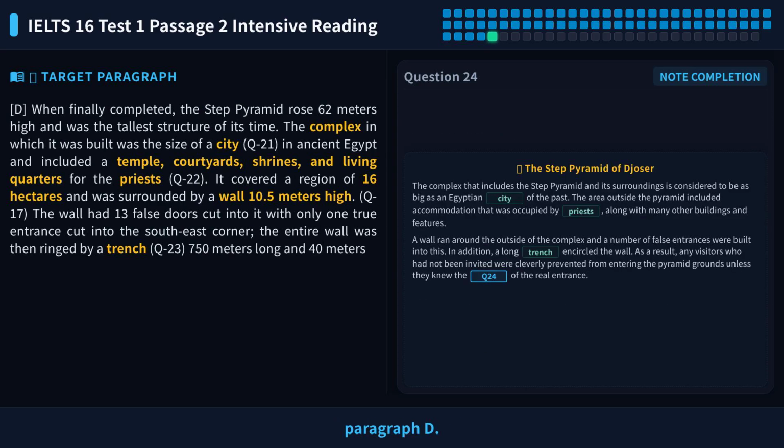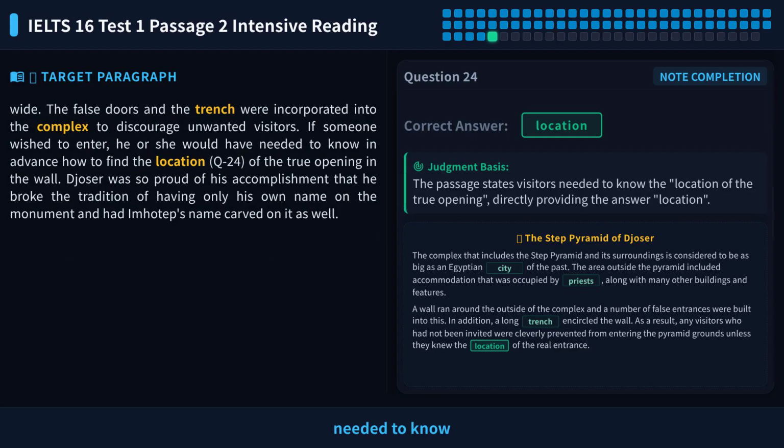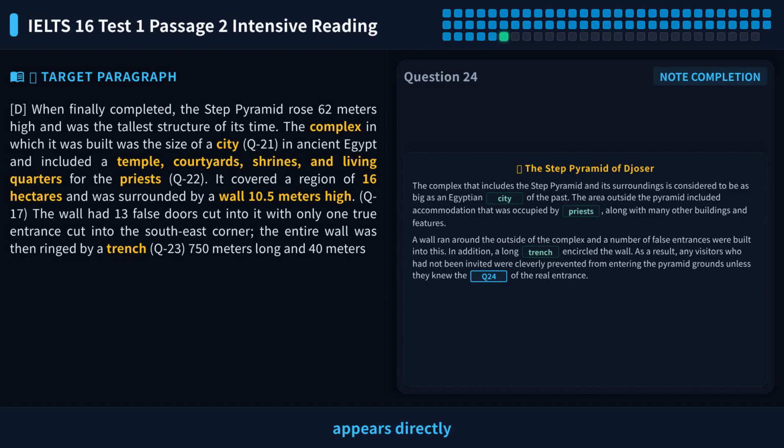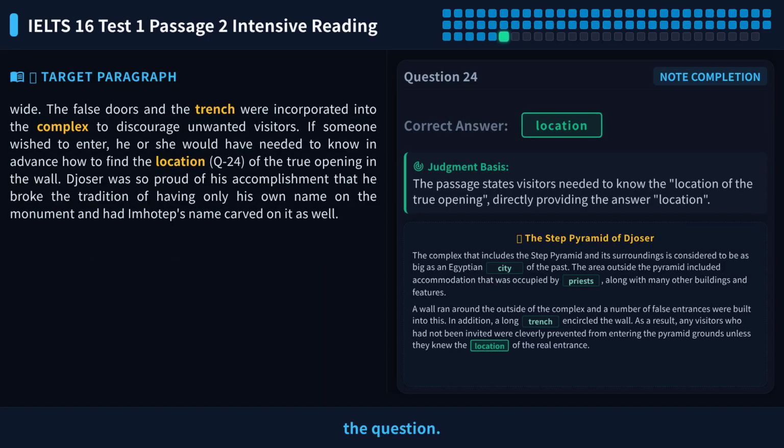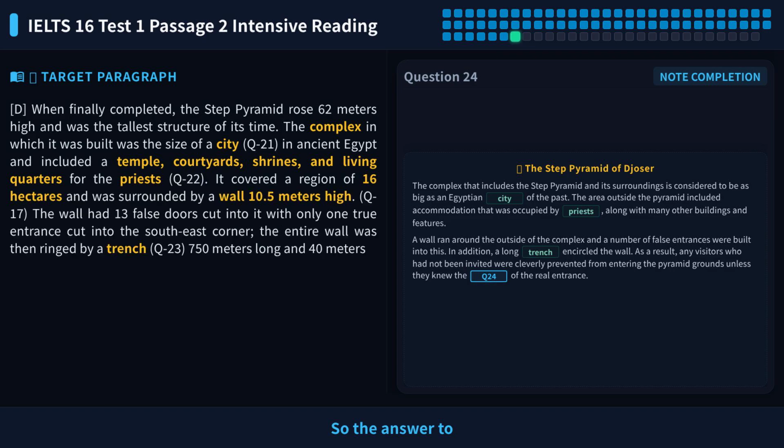Let's go back to paragraph D. Look at this sentence. If someone wished to enter, he or she would have needed to know in advance how to find the location of the true opening in the wall. The word location appears directly in the original text, exactly matching the question. This word is directly given in the original text, no need to replace it. So the answer to question 24 is location.